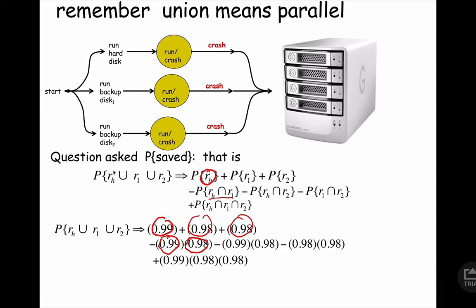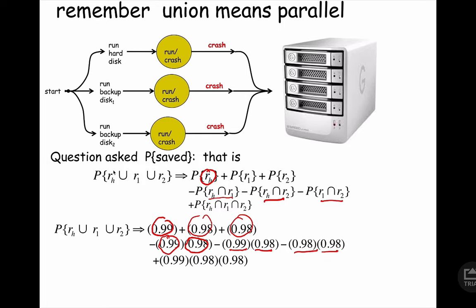So we're going to do the same thing with the two-way intersection between RH and R2 and the two-way intersection between R1 and R2. So here we have 0.99 times 0.98, and then here we have 0.98 times 0.98 for that last two-way intersection, the probability of the first backup running ANDed with the second backup running. Okay, so lastly, we'll take a look at this three-way intersection. This is the probability, we're adding that probability of RH ANDed with R1 and R2.